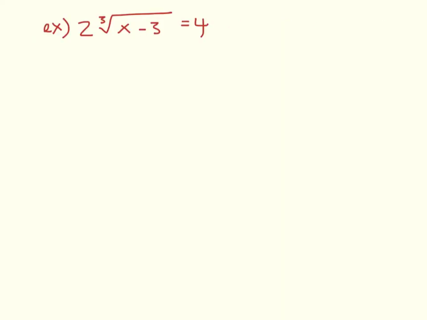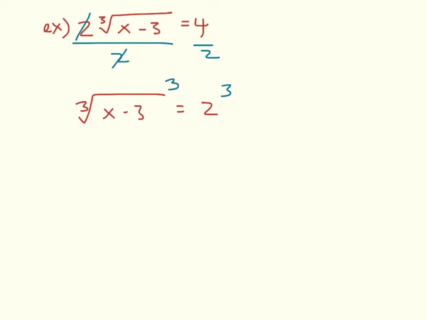Alright, in this example, we have 2 times the cube root of x minus 3 equals 4. I need to isolate the radical. Right now it's being multiplied by 2, so I'm going to divide both sides by 2. That way this 2 cancels this 2. Now I have the cube root of x minus 3 equals 2. Alright, now that the radical is isolated, how do I get rid of the cube root? I just cube both sides. A cube gets rid of a cube root.